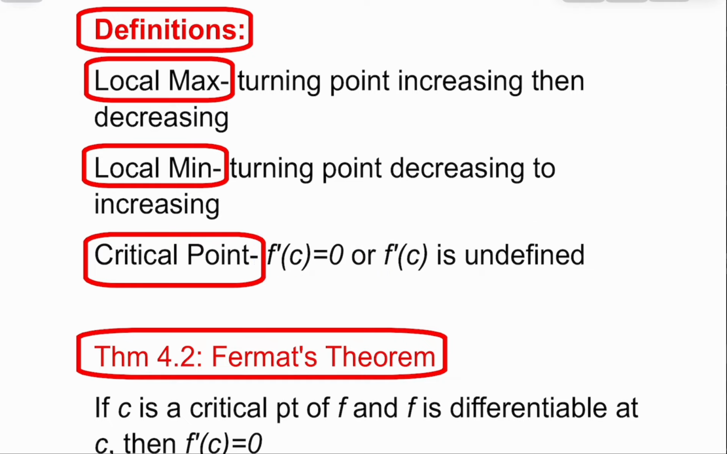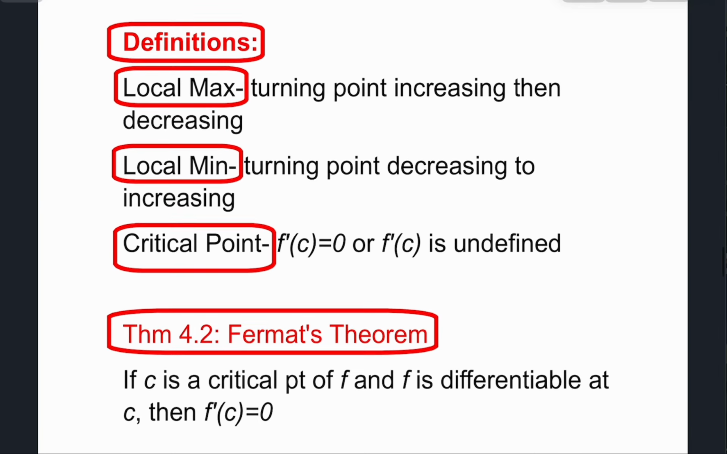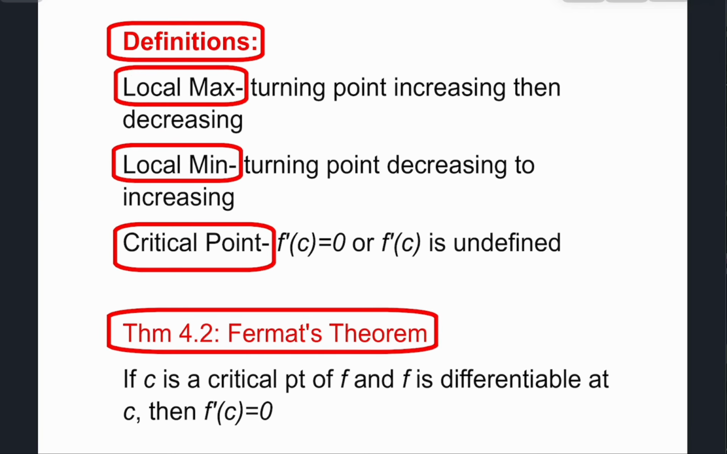And then that leads us to Fermat's theorem. Fermat's theorem says that if c is a critical point of a function and it's differentiable, we've seen some points on, like, an absolute value function, that point at the vertex of the V would not be differentiable. So this is only for differentiable points. If it's a critical point, then the first derivative equals 0.